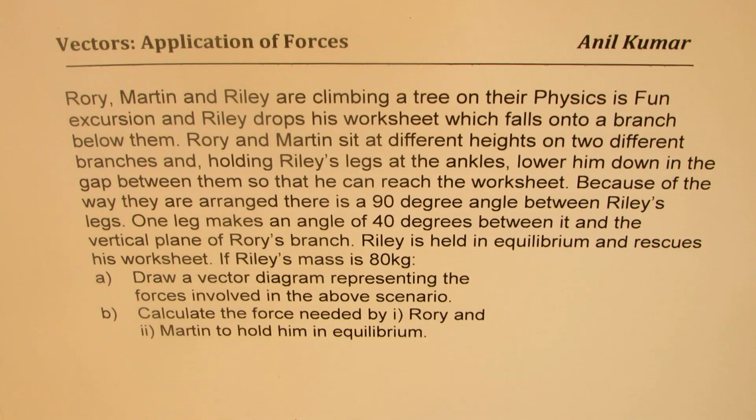Because of the way they are arranged, there is a 90-degree angle between Riley's legs. One leg makes an angle of 40 degrees between it and the vertical plane of Rory's branch. Riley is held in equilibrium and rescues his worksheet. If Riley's mass is 80 kg, draw a vector diagram representing the forces involved in the above scenario. Calculate the force needed by Rory and Martin to hold him in equilibrium.